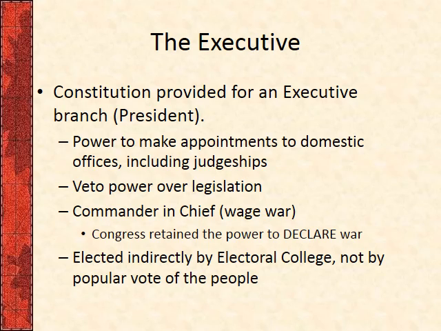The executive branch. Unlike the Articles of Confederation, Constitution 2.0 provided for an executive branch, and he would be called the President. The President had the power to make appointments to domestic offices, including judgeships. So one of the checks that the President had over the legislative branch is he could veto any type of legislation, although that was extremely rarely used. The first time I believe it was used was Andrew Jackson, and then it wasn't used very often after that. Nowadays it's used all the time.